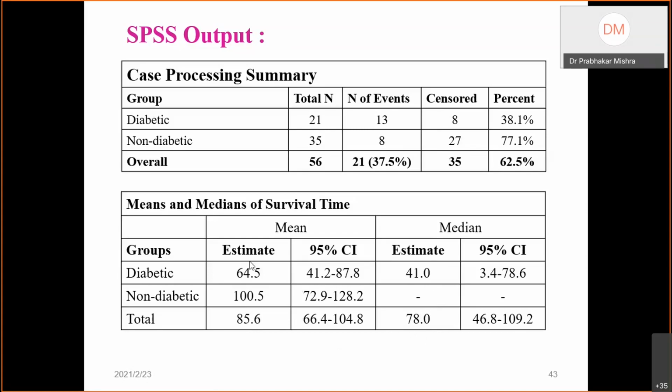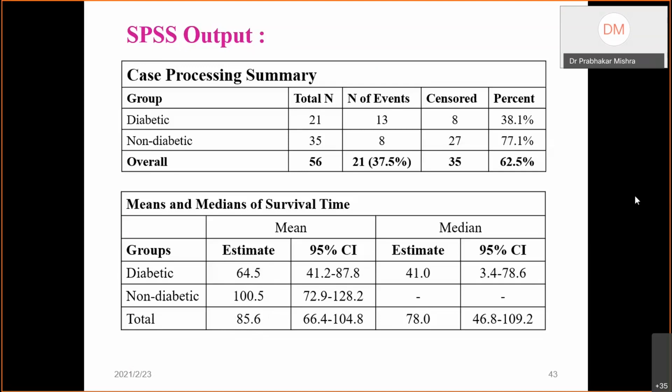तो मतलब इसका हुआ कि डायबिटिक ग्रुप का इवेंट फ्री सर्वाइवल टाइम इज 64.5 month. It means that if a person is diabetic, that kidney cancer patient is diabetic, it means on average 64.5 months is the expected time for survival. And if non-diabetic, it means 100.5 months average survival time. And overall, irrespective of diabetic and non-diabetic, if both status is not given, then 85.6 months overall is expected.